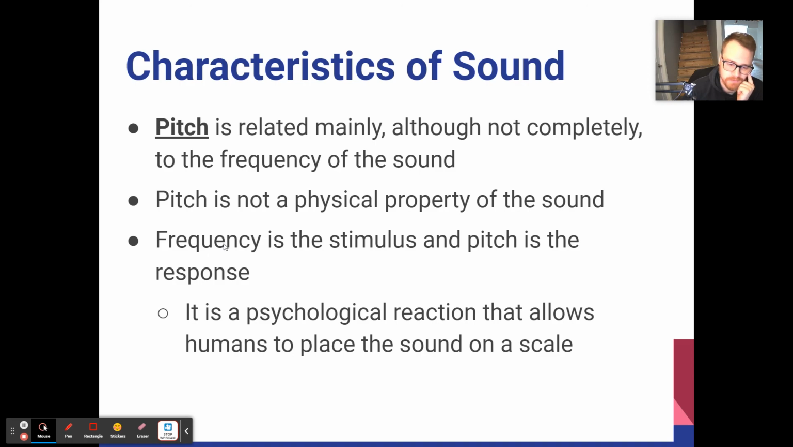Oh, and then there's pitch. I almost forgot about pitch. Pitch is related to mainly, although not completely, the frequency of the sound. Generally speaking, the higher the frequency, the higher the pitch. Lower the frequency, the lower the pitch. But pitch is really just a way for us to describe what the sound sounds like and how we can fluctuate between the different frequencies of a particular note. Frequency is a stimulus and pitch is the response, you could say. It is a physiological reaction that allows humans to place sound on a scale. That's really what it is. It's a human construct.